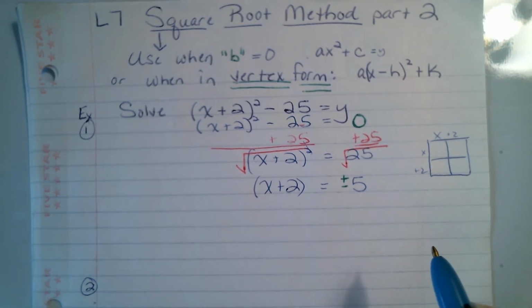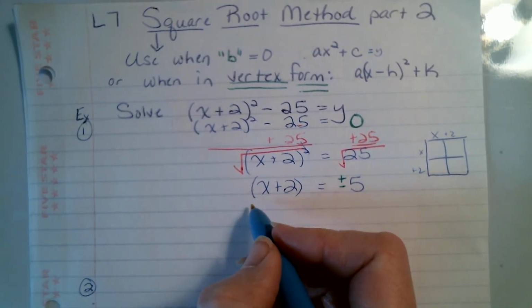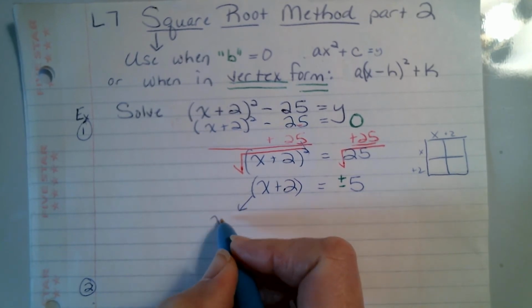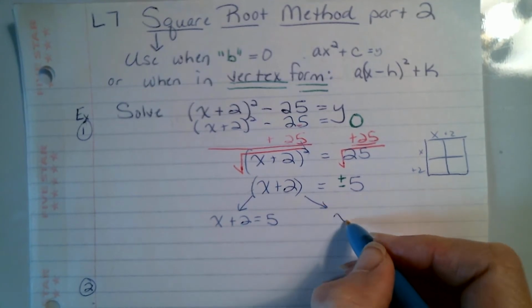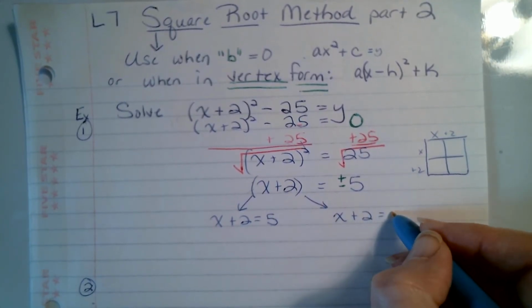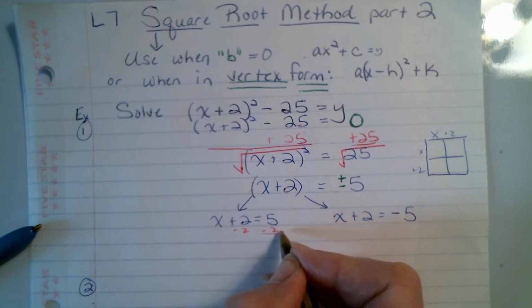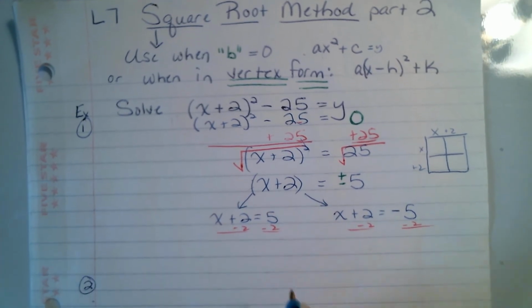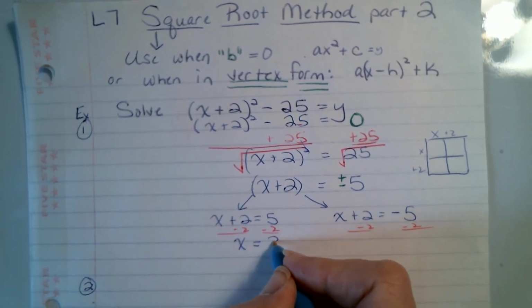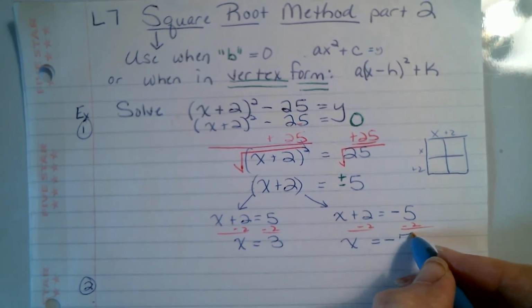Now, what am I going to do now, though? Well, if you think of these parentheses as not being there anymore, we've got a couple options. X plus 2 could equal positive 5. X plus 2 could also equal negative 5. So I'm just going to solve it both ways, right? You know, the process on both of these is going to be the same. Subtract 2 to get x alone, right? And we get x equals 3. Here we're going to get x equals negative 7.